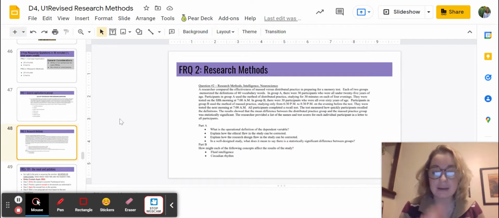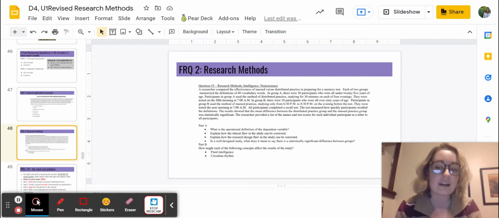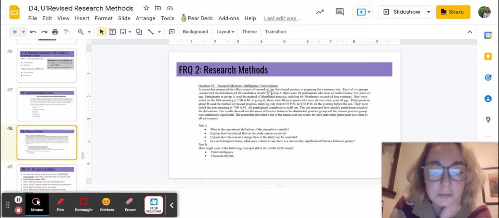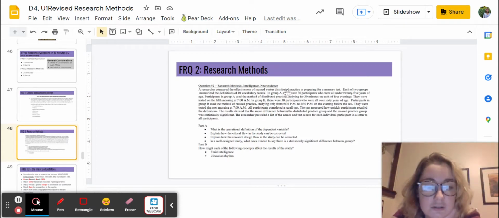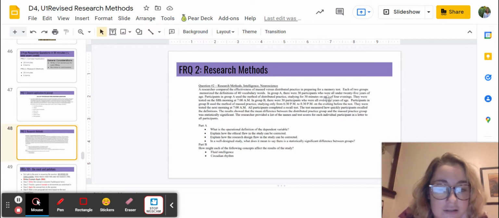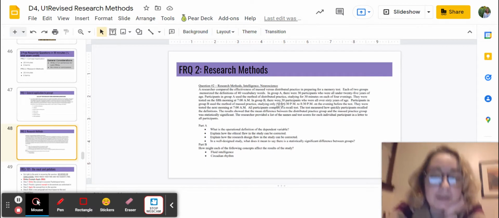So now here's a research methods FRQ. Again, it's not so much to define and apply, you're more answering questions that they're asking you. So we see here, they give a blurb. They said a researcher compared effectiveness of massed versus distributed practice in preparing for a memory test. 2 groups memorized definitions of 40 vocab words. Group A, there were 30 participants, all under the age of 25. Participants in Group A used the method of distributed practice. Group B did mass practice, and so on. So right there's just your blurb about this.